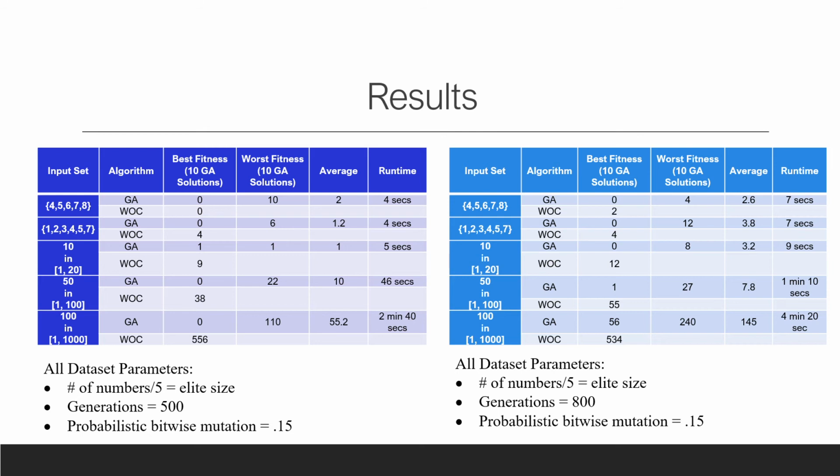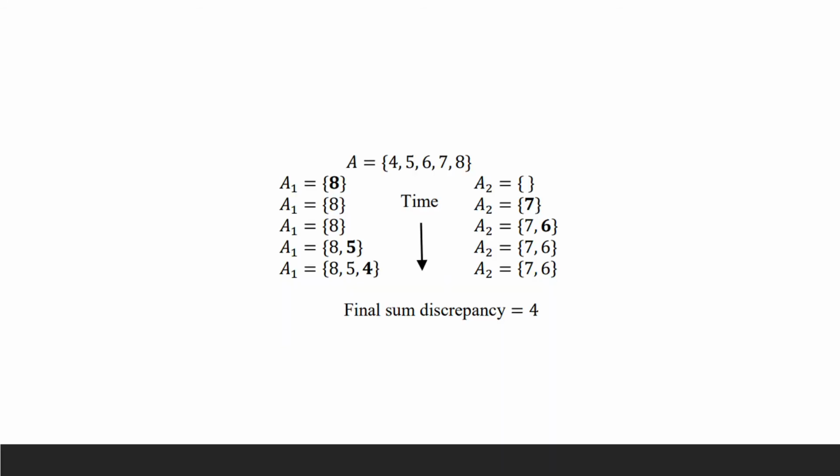The method of this greedy algorithm is just to take the largest number from the original set and place it in one of the two subsets. Then the largest remaining number is placed into the subset that has the smaller total sum. This process continues until all the numbers have been assigned to a subset. Here's an example of how this heuristic works.